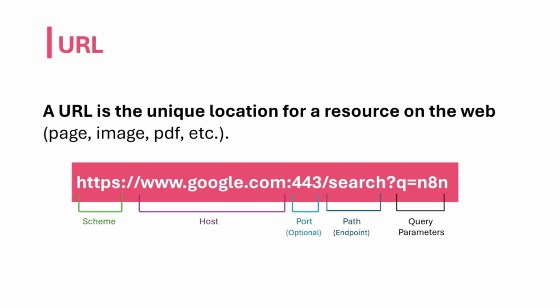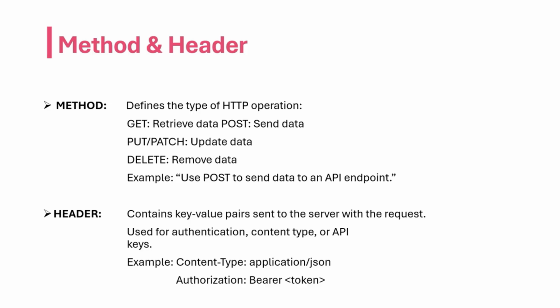Then comes the last part, and that is the query parameters. They pass additional information to the server, like what to search for in this case. So every URL has these parts that together tell your browser exactly where to go and what to request. Then second is method. Method defines what you want to do. There are basically four parts: GET, which retrieves your data; POST, which sends your data; PUT or PATCH, which update or modify your data; DELETE, which removes your data.